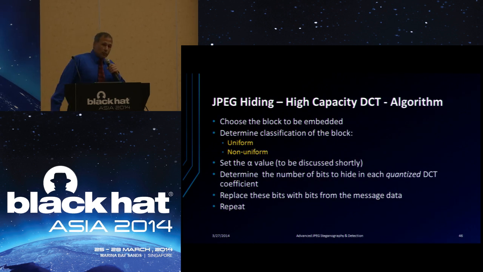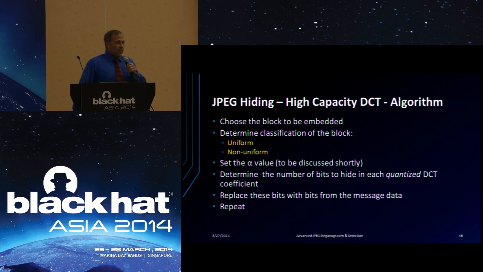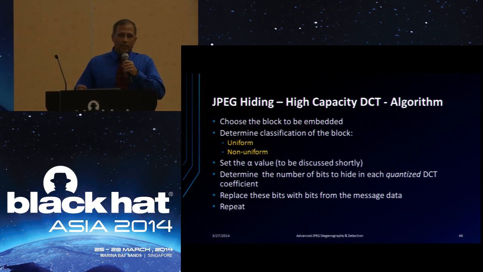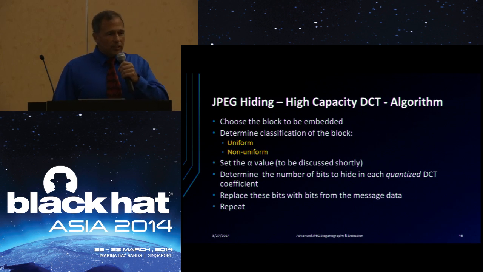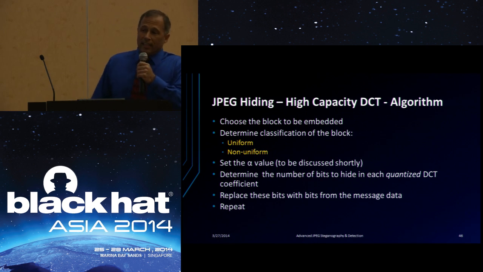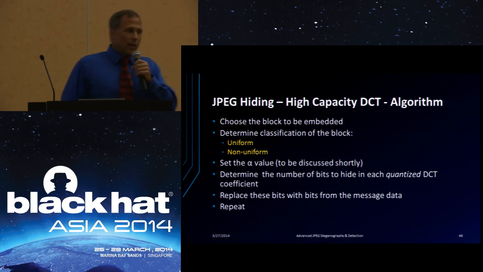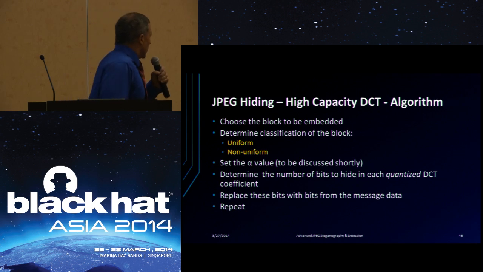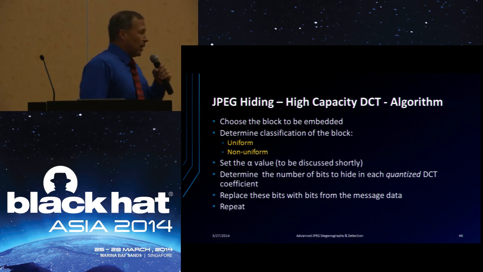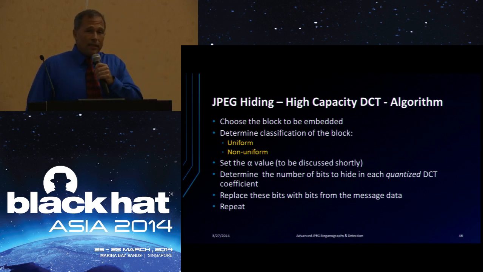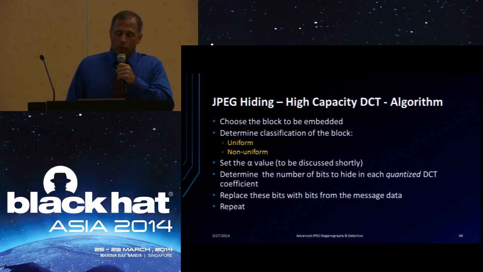So this one will choose the block to be embedded, and then it checks the block for uniformity. It does a little analysis on the block and says, is this a good block for hiding or not a good block for hiding? Even if it's not a good block, it still uses it, but it automatically scales the capacity that it tries to use for that particular block. So we have this alpha value, and we have the uniformity value, and it'll determine how many bits I can hide in that coefficient.